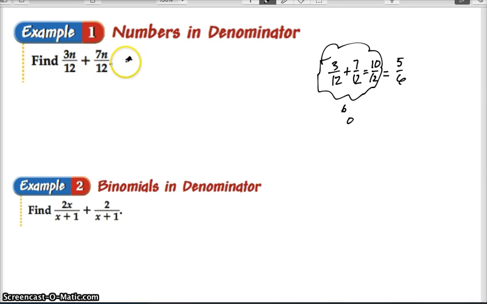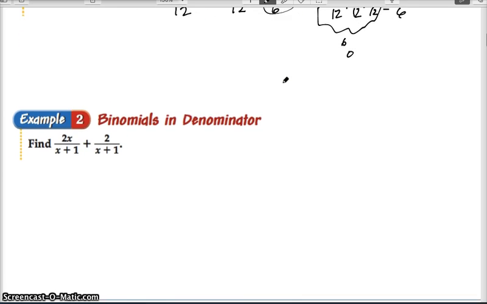We're going to have a similar situation here. We've got a common denominator, so we basically have 3n plus 7n all over 12. When I add those together, I get 10n over 12, and I can reduce this rational expression. Since 2 goes into the numerator and denominator, I get 5n over 6. So that would be my final answer.